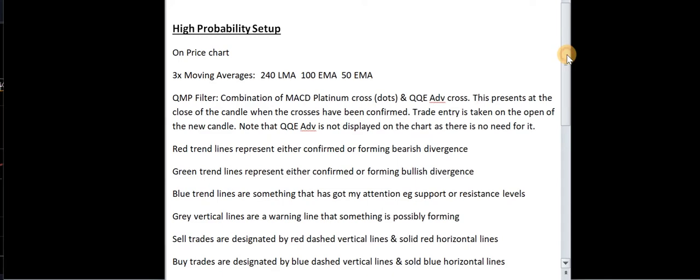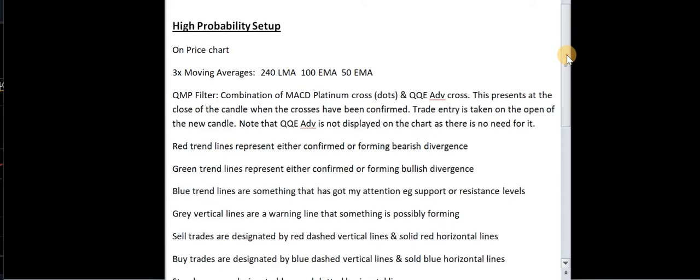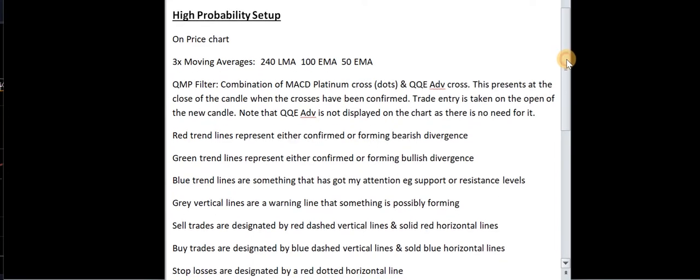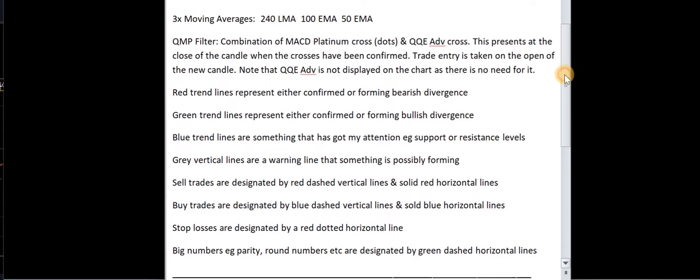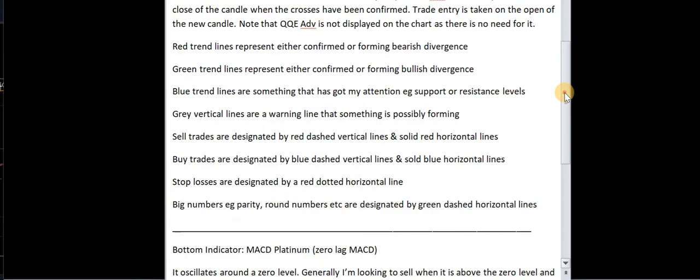This Word document here, you're going to see a lot of stuff on the charts. This just explains the settings, etc. So you can take a screenshot or pause the video and read this. It explains what all the different colors are, but I generally go through it on the charts anyway so you can see what it is.